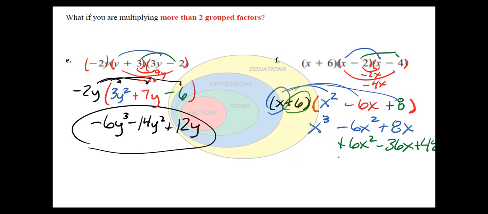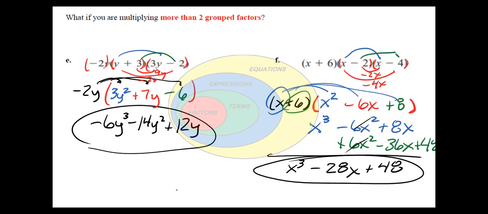So now we can just combine like terms. We'll have an x cubed. The x squared terms disappear. I have a negative 36x and 8x, which is a negative 28x. And then I have plus 48. All right, so again, we want to get efficient at multiplying binomials. If we use the SMILE method, we'll remember which distributions give us which terms in our answer.